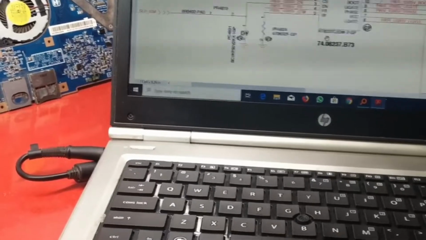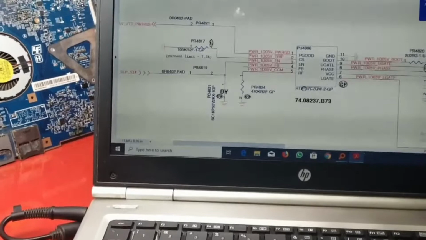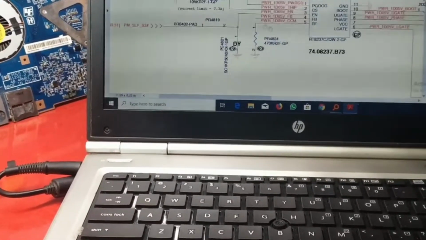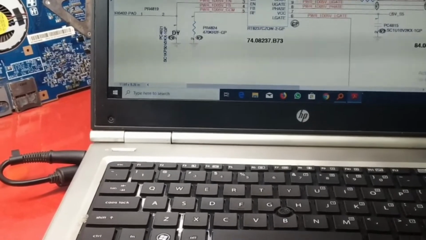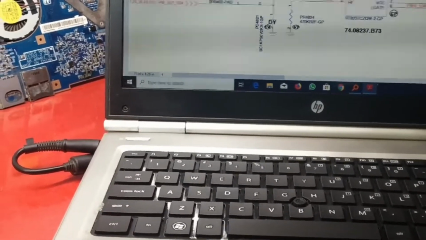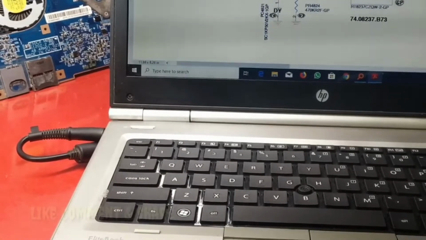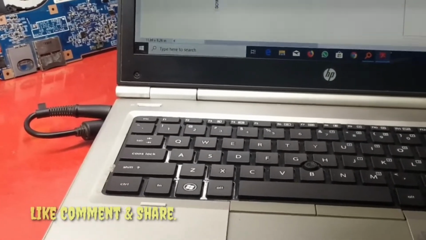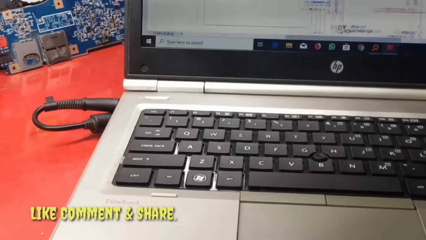This IC, RT8237, is responsible to generate the 1.05. And see here, pin number 1 power good. It is going to 1.05 VTT underscore power good. It is taking out the supply for this. Now we have to check this area.